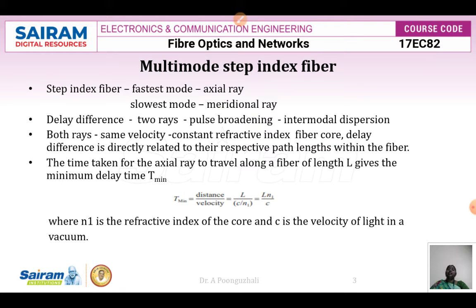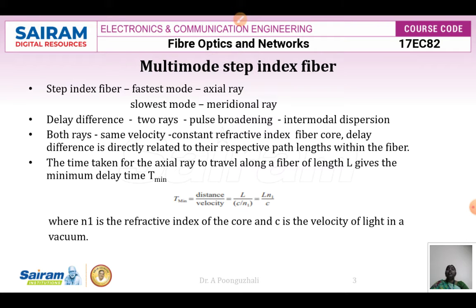So if I take a step index fiber where the refractive index is the same, you are going to have the fastest mode. The fastest mode is nothing but the axial ray, where the ray is going to travel along the axis of the fiber. And the slowest mode is nothing but the meridional ray, where the ray is going to cross the axis of the fiber. That is called the meridional ray. So it is going to take different paths. As a result, it is going to be the slowest mode, and the fastest mode is when the ray propagates along the axis of the fiber there.